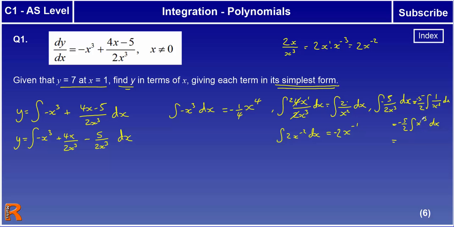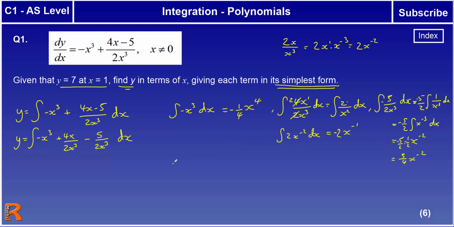X to the minus 3, we add 1 to the power to make x to the minus 2. Be careful not to make that minus 4 because we've got to go up 1. And then we've got to deal with this minus, so this minus and this minus cancel. We need to multiply by the reciprocal of this, which is a half, and 5 over 2. So we actually have minus 5 over 2 times minus a half, and those cancel to give you 5 over 4 x to the minus 2.